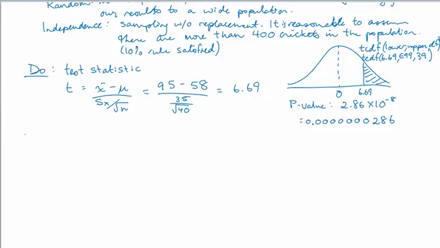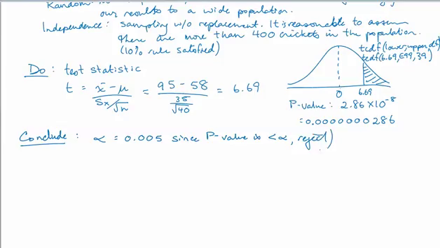So finally, to conclude, we are using a significance level of 0.005, and remember, if the p-value is less than alpha, we would reject. Okay, so since the p-value is less than alpha, reject. So that's what we're thinking.